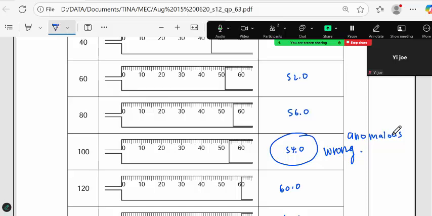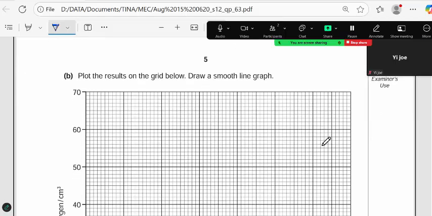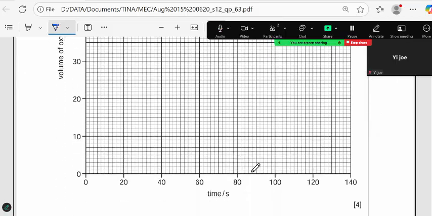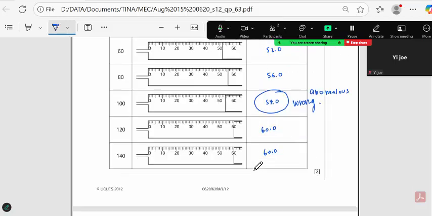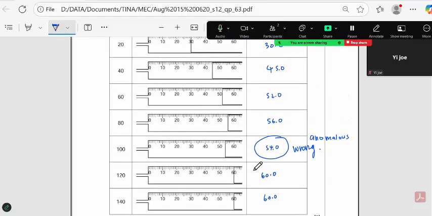Okay, so using this, you are supposed to draw the graph. Have you guys drawn the graph yet? So yeah, they already did it for you here. So it's actually quite easy.